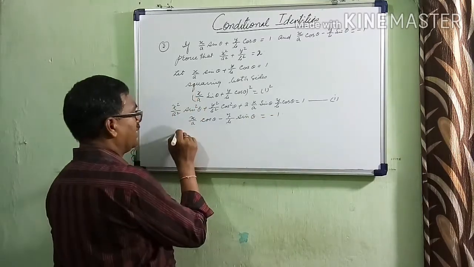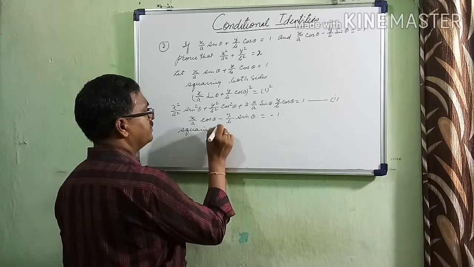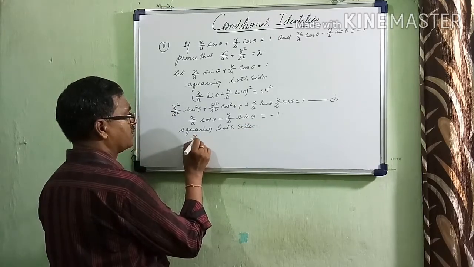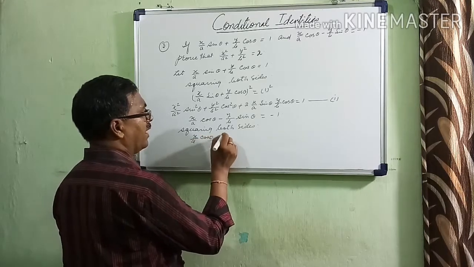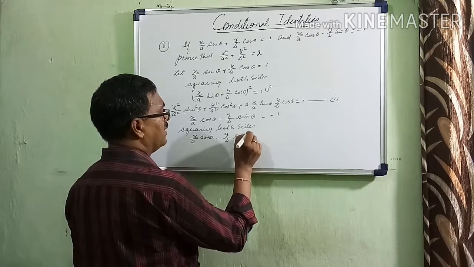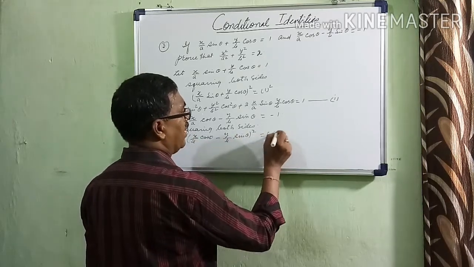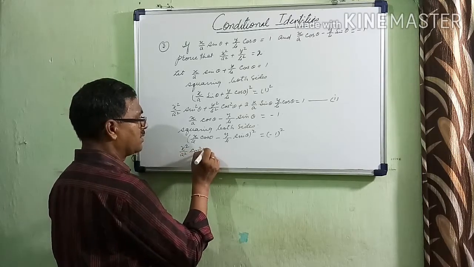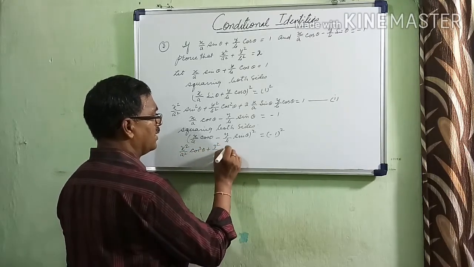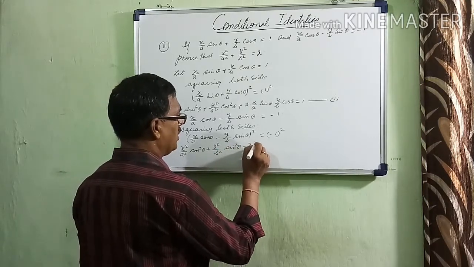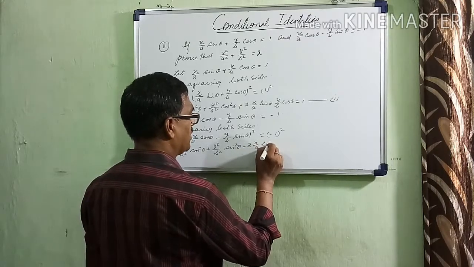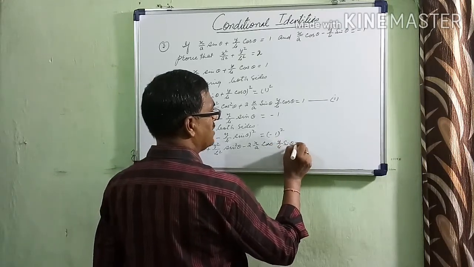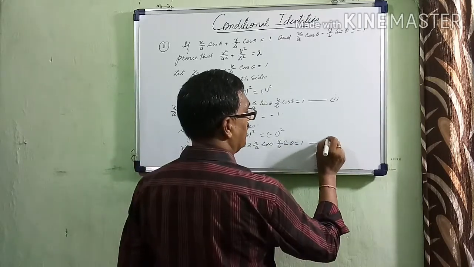Now again squaring both sides, what do we have then? ((x/a) cos θ − (y/b) sin θ)² = (−1)². Now it will be x²/a² cos²θ + y²/b² sin²θ − 2 · (x/a) cos θ · (y/b) sin θ = 1. So this is equation number 2.